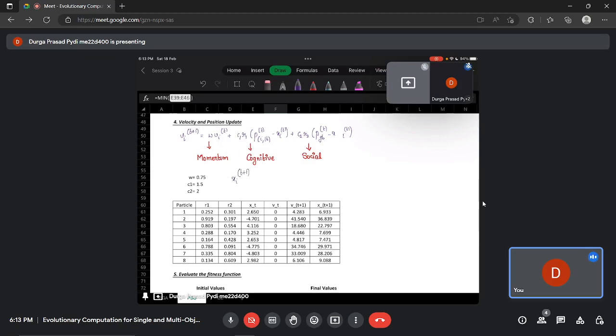The position update is essentially you take the previous value of X and add the velocity component you are getting. This velocity is multiplied by delta t, which is essentially 1 here, since you are moving only for one generation. So if your momentum component is too high, then your value of Vi of t plus 1 will be so high that when you add it to the previous position of X, the value at the next time step will exceed the bounds.